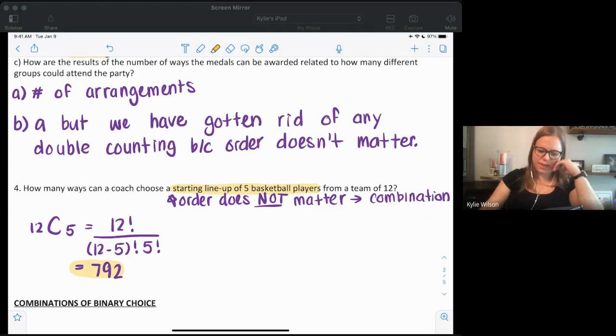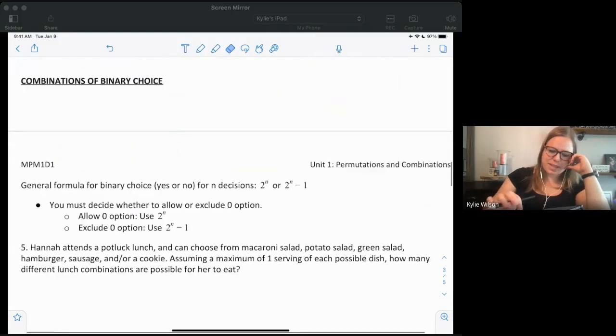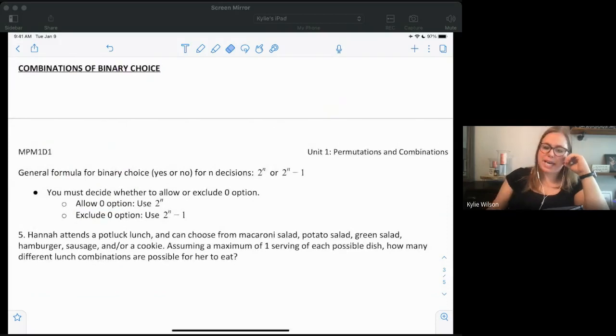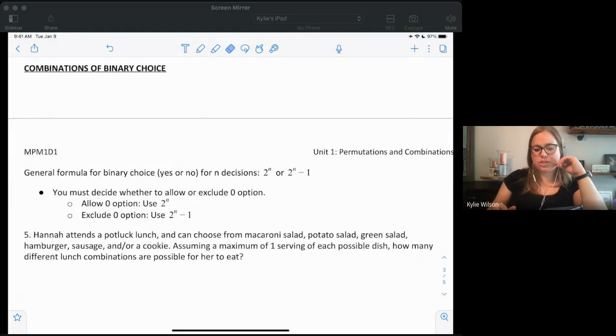Okay. So there are a few special cases, and some of these we've actually done similar questions to already, just with organized counting. So the first is what's called a combination of binary choice. And for combinations of binary choice, these are for yes/no decisions. This is kind of like the window question from, I think, the first homework. This is where I look at a bunch of different items and I say yes or no, yes or no, yes or no, yes or no. Just like the windows. Is it open or closed, open or closed, open or closed?